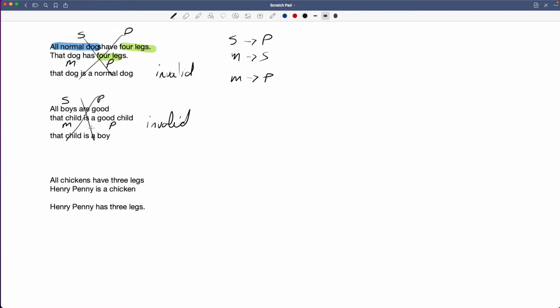There's not that relationship. But if you had said that child is a boy, then you could say that child is good. You cannot reverse the conclusion and the minor premise. It just does not work. It is not sound logic.